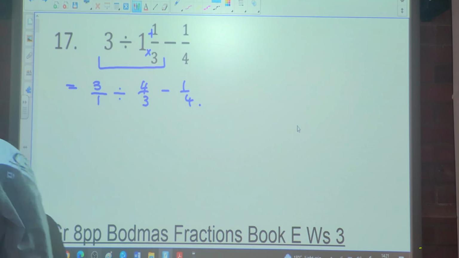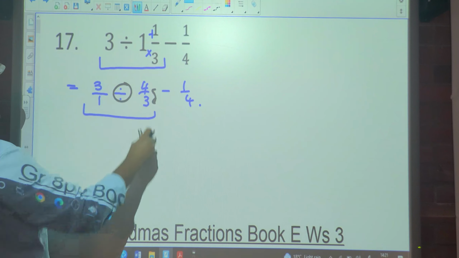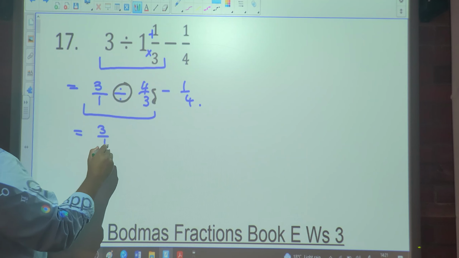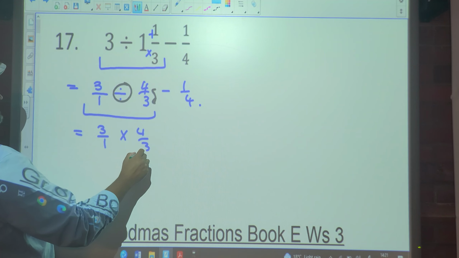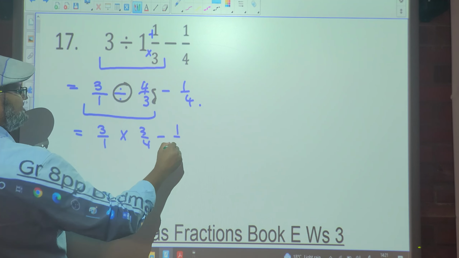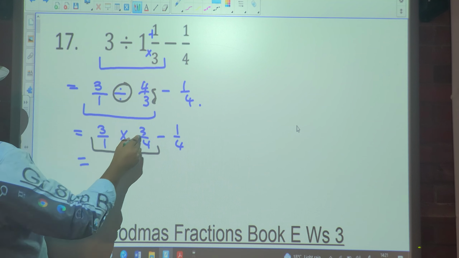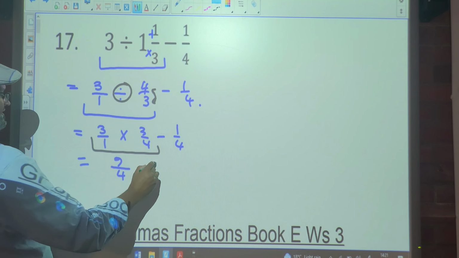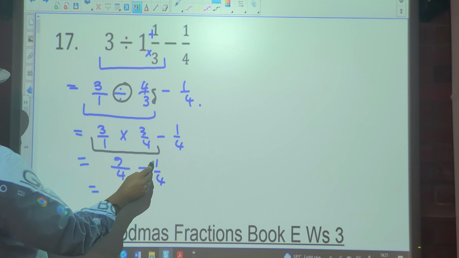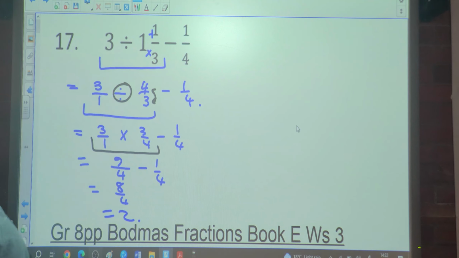So what must be done now? Division again. Change it to multiplication, tumble and times. So it's going to be 3 over 1 multiplied by 3 over 4, minus a quarter. What must be done now? Multiplication. 3 times 3 is 9 over 4 minus 1 over 4. What's 9 minus 1? 8 over 4, 8 divided by 4 is 2. Okay. Any confusion there?